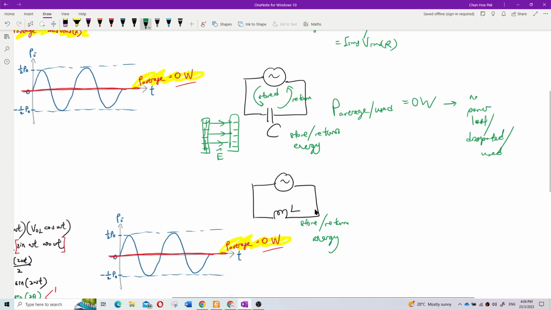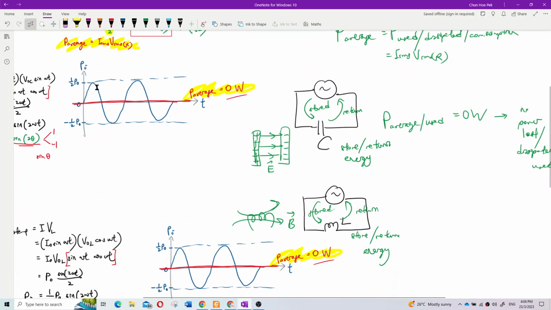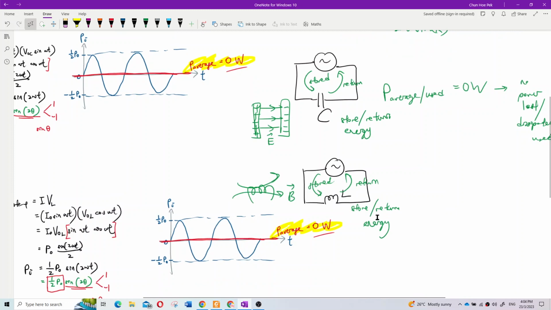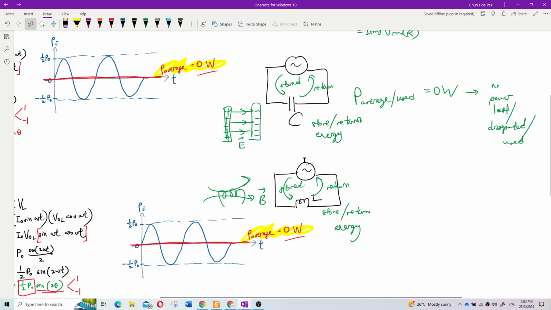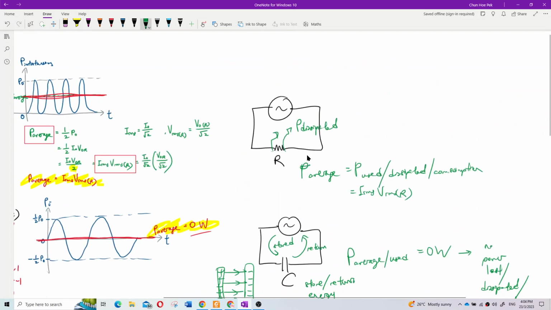The same goes for the inductor, the solenoid. It can store energy in the form of magnetic field, and it can store and return energy. In the cycle, positive means store energy and then return energy. Store energy, return energy. This one also stores and returns energy. So capacitor and inductor continuously store and return energy to the source. Over time, the average power of both is 0. No power loss, no power dissipated.